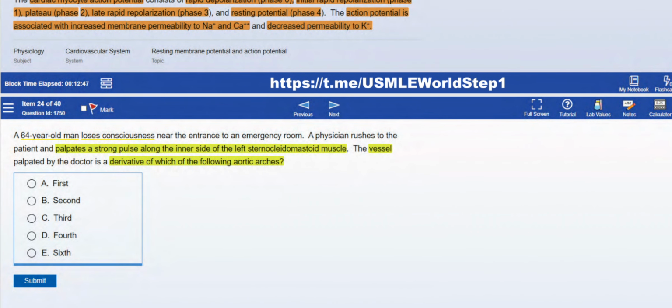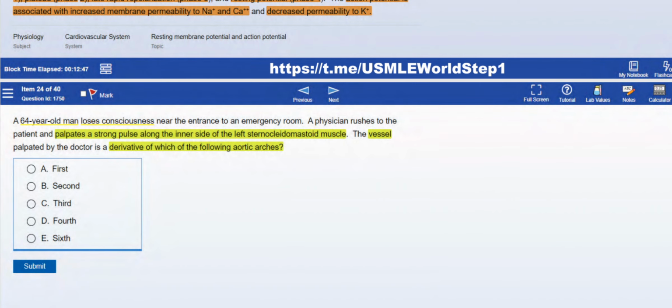So the next question is, a 64-year-old man loses consciousness near the entrance to an emergency room. A physician rushes to the patient and palpates a strong pulse along the inner side of the left sternocleidomastoid muscle. The vessel palpated by the doctor is a derivative of which of the following aortic arches? Options: first, second, third, fourth, and sixth. Pause it and give the answer.